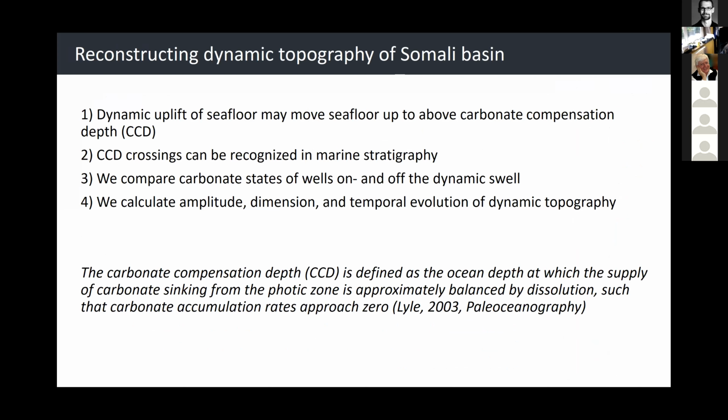We can then compare the carbonate states of the wells on and off the dynamic swell related to the Afar plume and calculate amplitude, dimension, and temporal evolution of the dynamic swell. So we use this to pinpoint the arrival of the Afar plume.